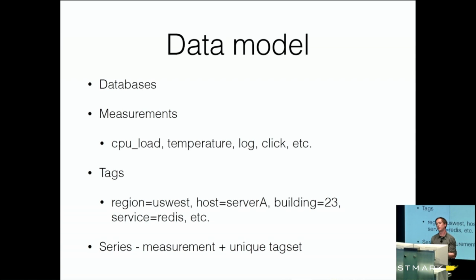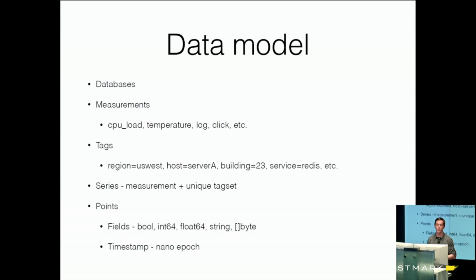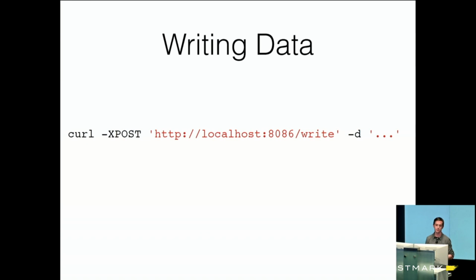So with InfluxDB, a series is basically represented by the combination of the measurement and the unique tag set. And within that series, you have a bunch of data points. They have timestamps, which are nanosecond epochs, and then they have non-indexed data called fields. And those can be a bool, an int64, a float64, a string, or just raw bytes.